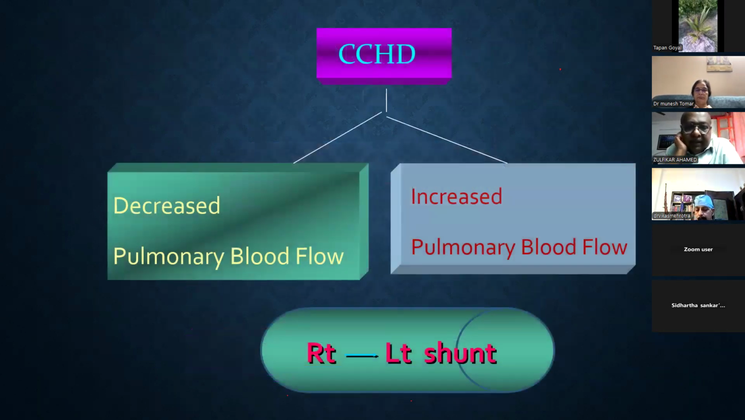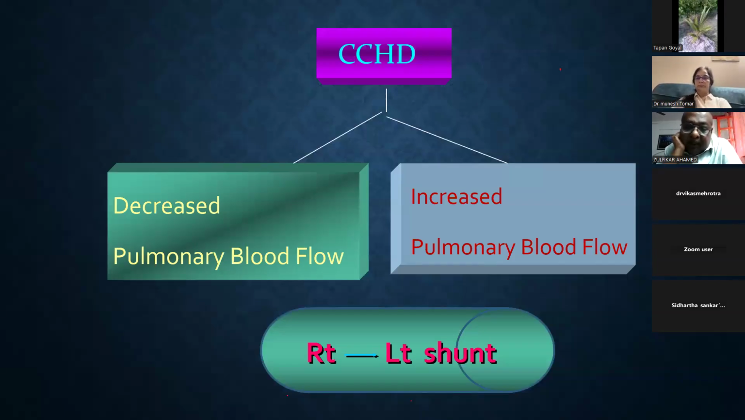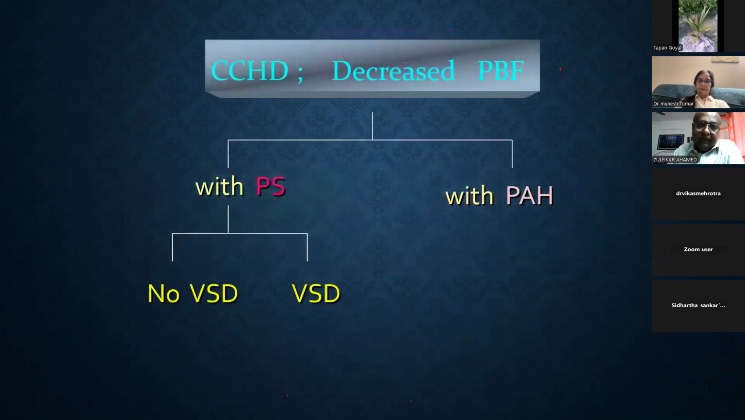Now, this generally cyanotic heart disease is basically divided into two groups. One is a reduced pulmonary blood flow situation for our convenience, and increased pulmonary blood flow is the other group. But both groups, that is reduced or increased or normal, should have a right to left shunt. Then only you will have a clinical cyanosis.